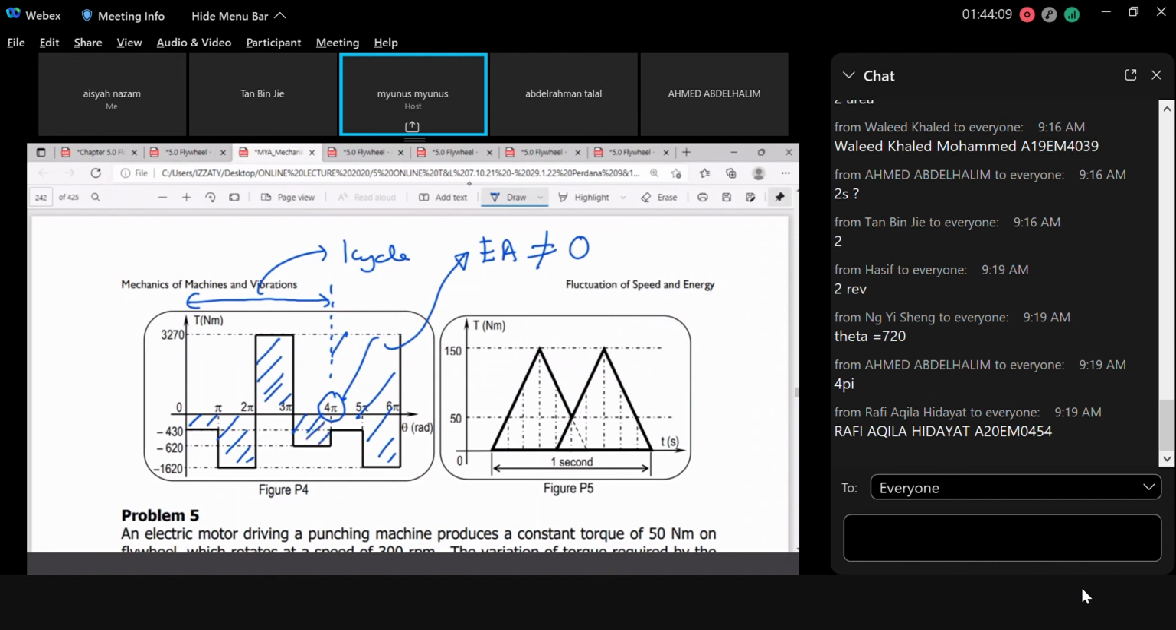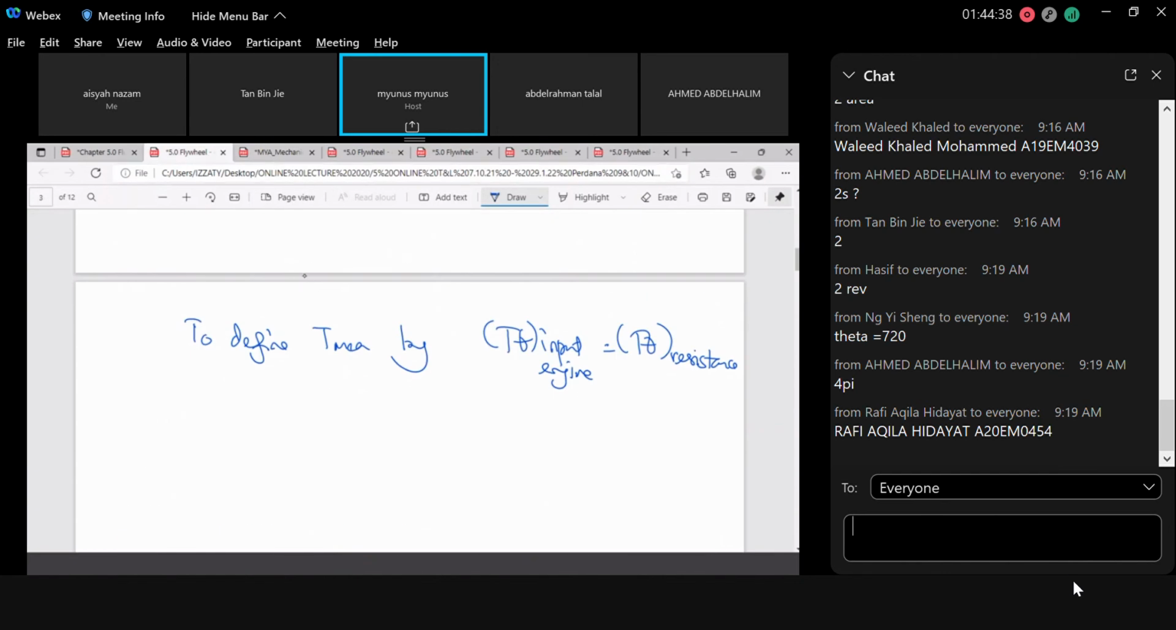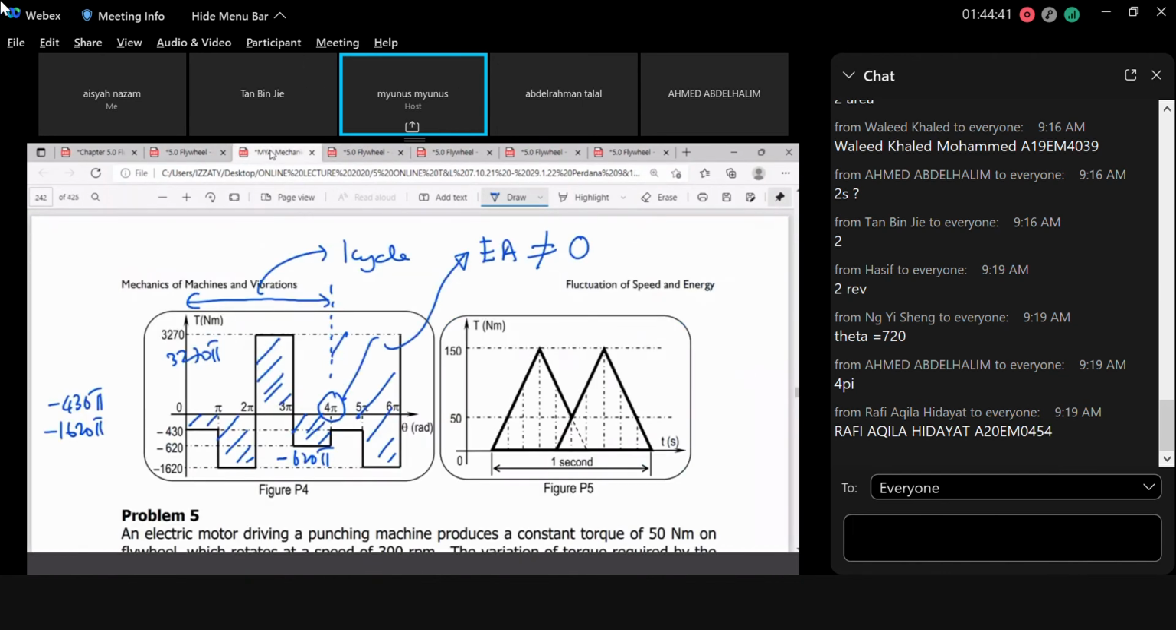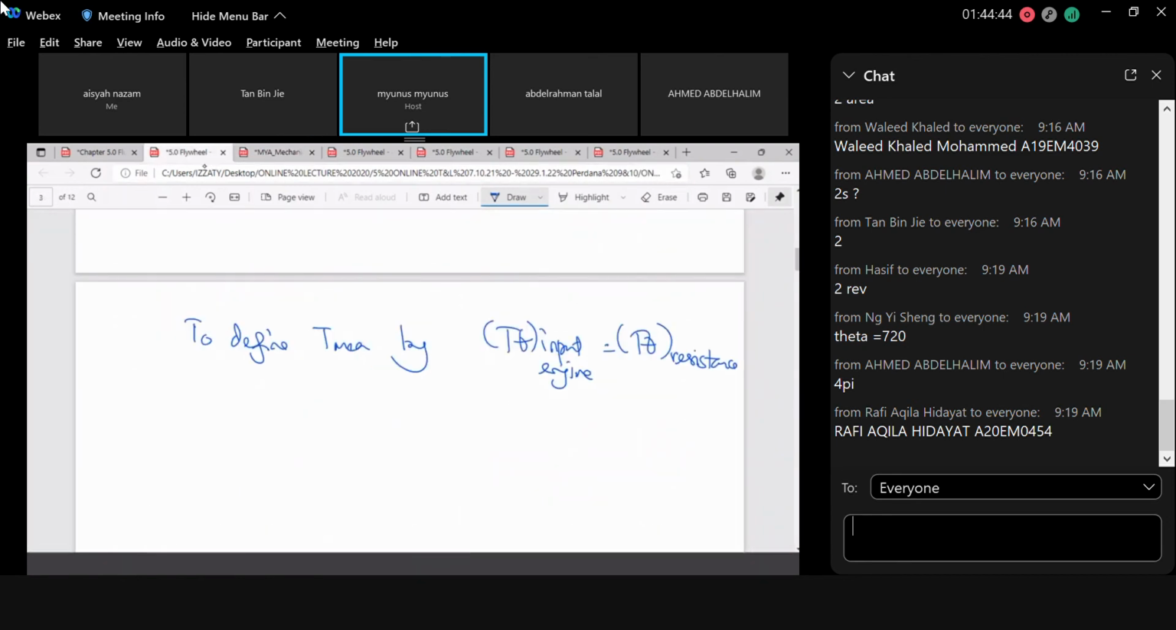This one is negative 4, 35. This one will be negative 6, 25. The top one will be 3, 275. The small portion here is 6, 25. Correct? So you have negative here. You have negative, so put it here as negative 430, negative 435, minus 1625, minus what we had just earlier.